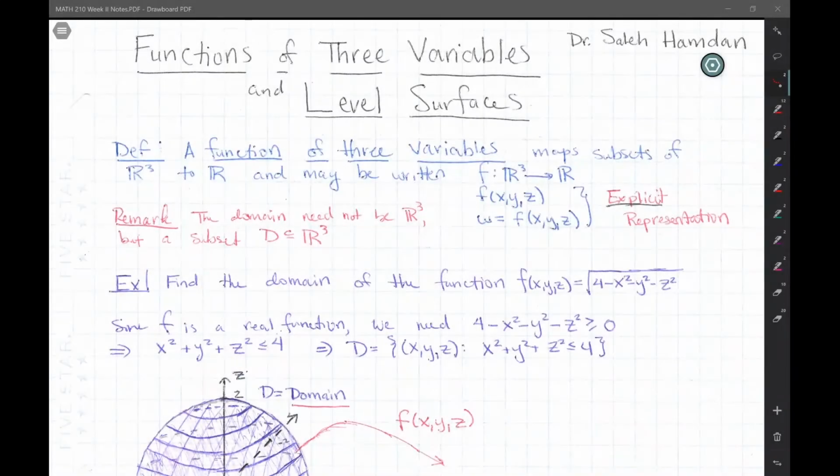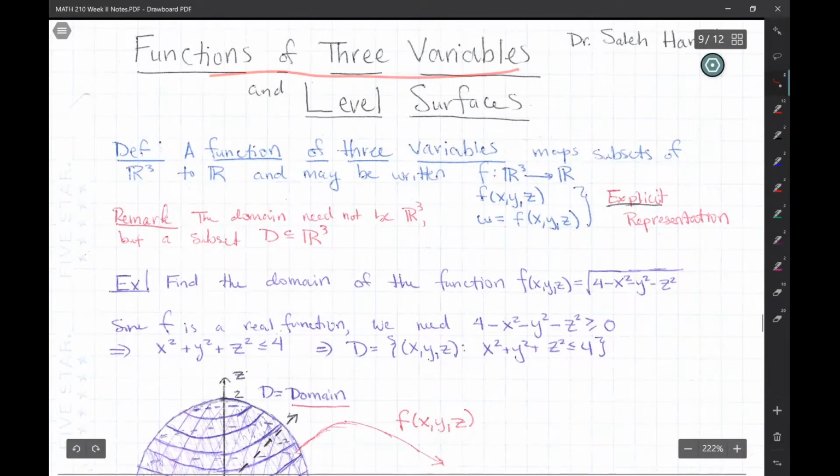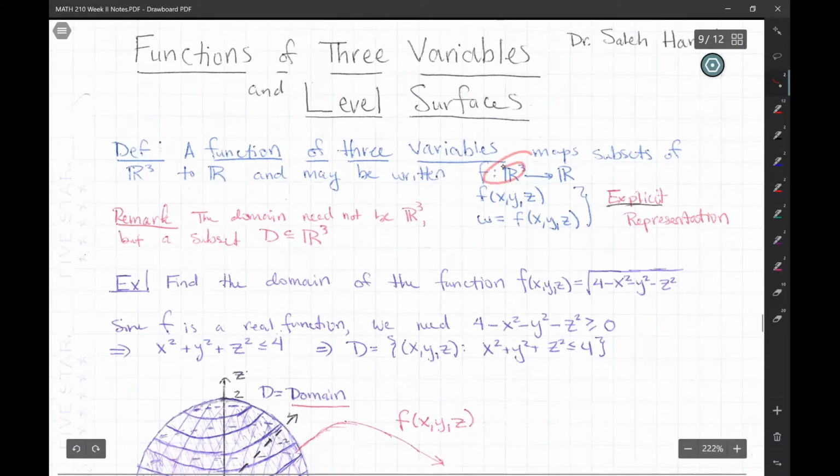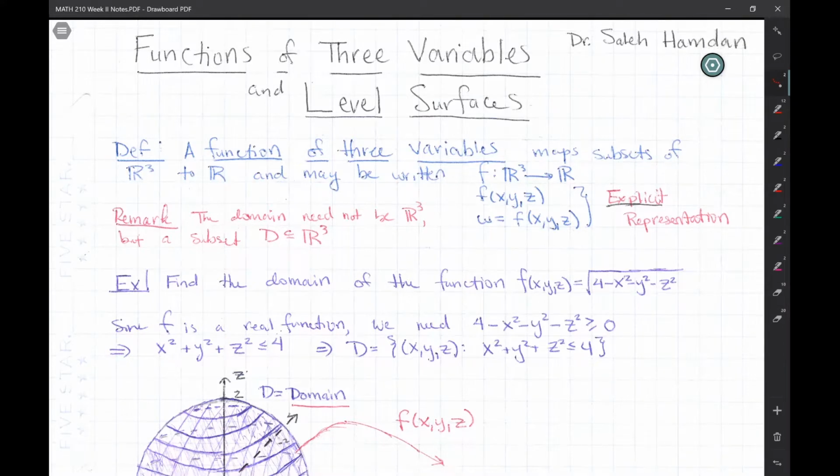So let's now take a look at functions of three variables rather than just two. A function of three variables maps subsets of R3, the 3D space, to R. And of course, you don't need to map all of the 3D space to the real line. You could choose any subset of the 3D space.